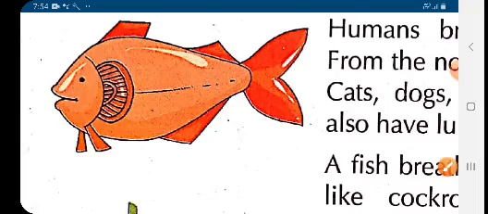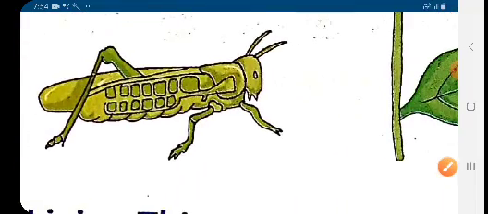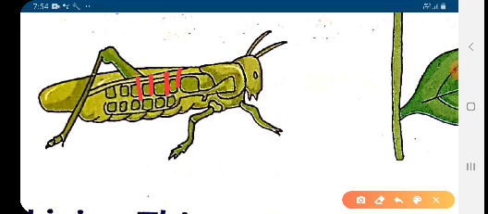Now we have another animal, that is an insect. Children, this is a cockroach. This animal is nothing but a cockroach. These cockroaches or flies breathe through the holes on their body. So children, here are the holes. These gaps are the holes which go inside. So there are some holes on their body which help them to breathe.